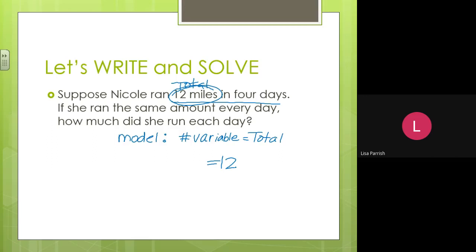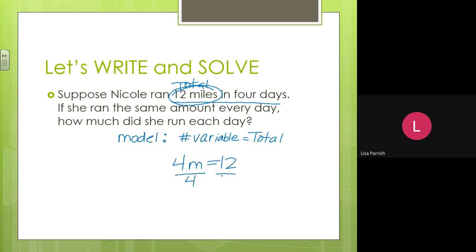Think about this. We're multiplying, so the bigger number should be my answer, as long as you're not dealing with fractions or decimals. If you've got whole numbers, then the biggest number should be your total. Nicole ran 12 miles in 4 days. So I would want to say 4M, I'm just going to use M for miles. So 4 days, she ran so many miles each day for a total of 12 miles. So my equation is going to be 4M, or 4 times M, equals 12. And then it's going to be easy to solve.